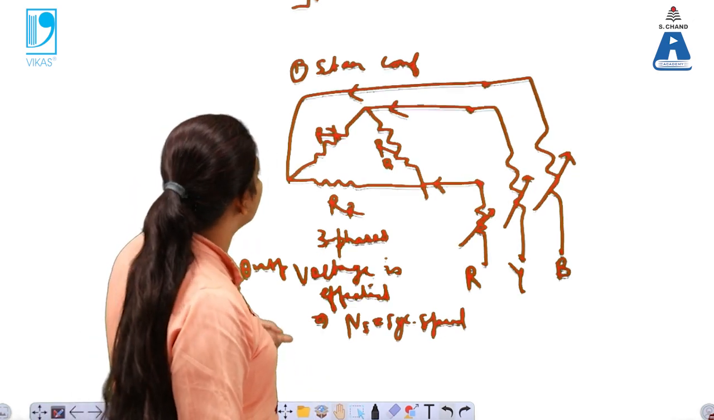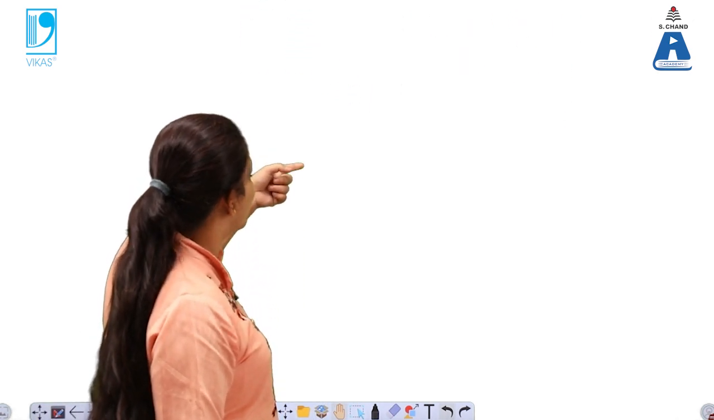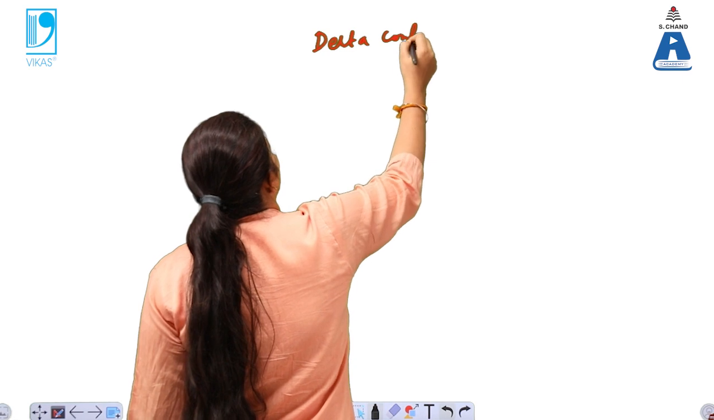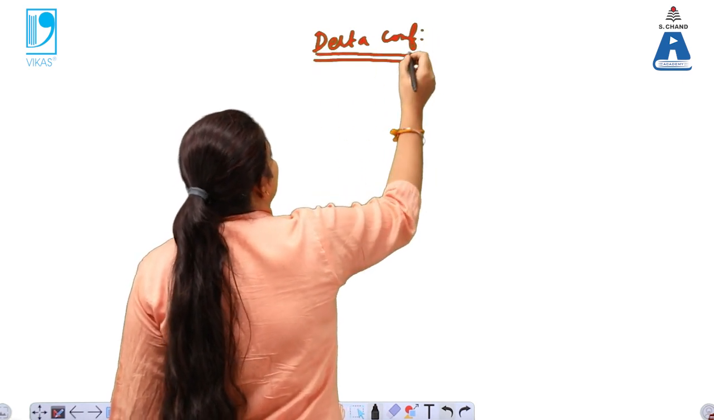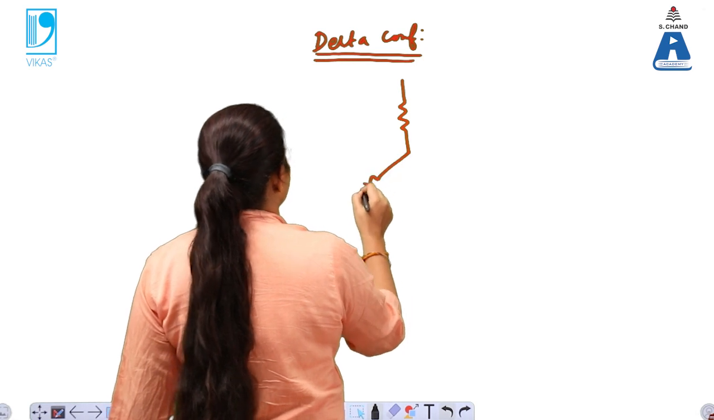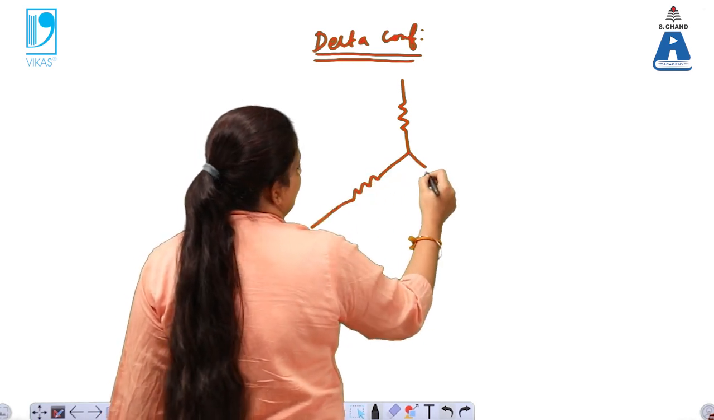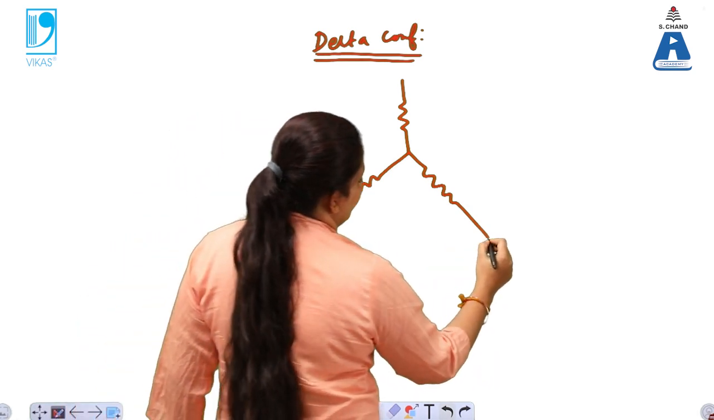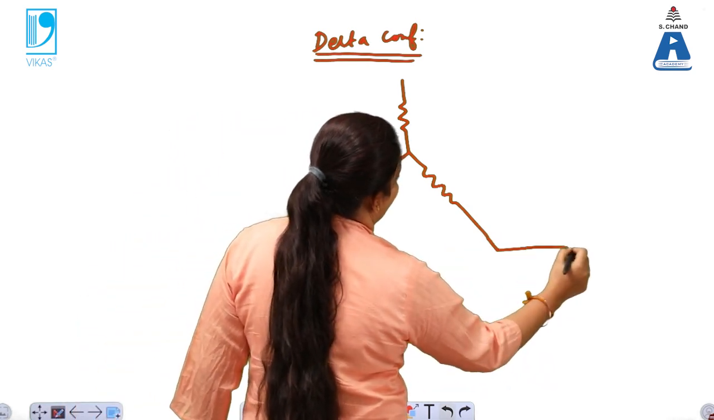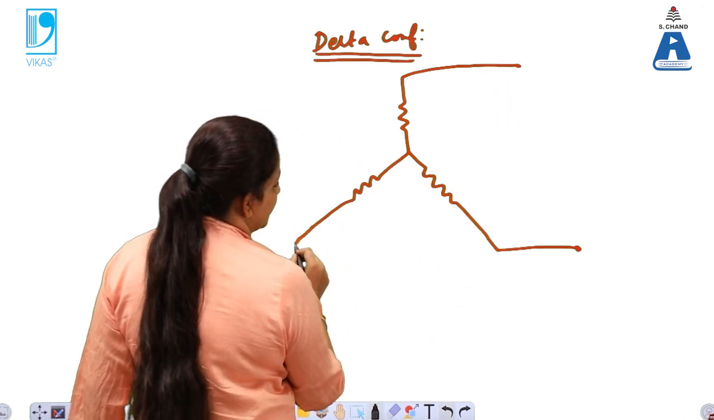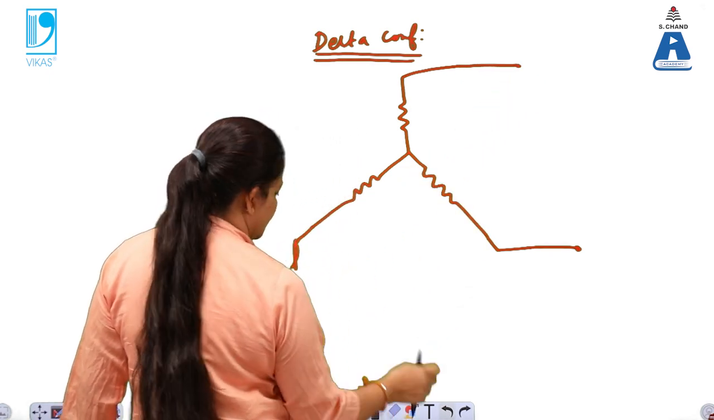Now the second one is the delta configuration. So what is a delta configuration? In the delta configuration, three windings are connected to each other by this. Now, in order to get the input over here, the input is given to the three windings.